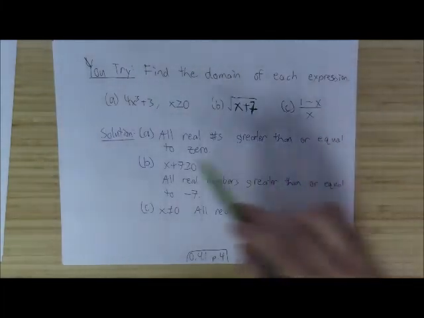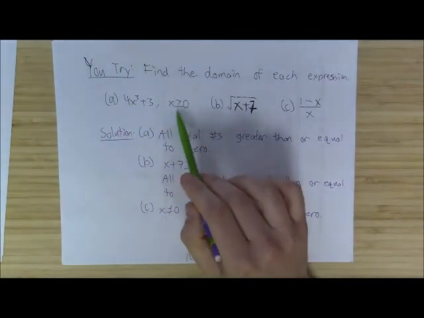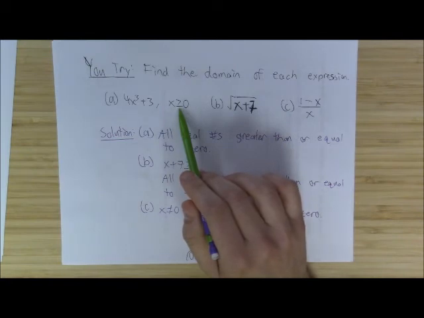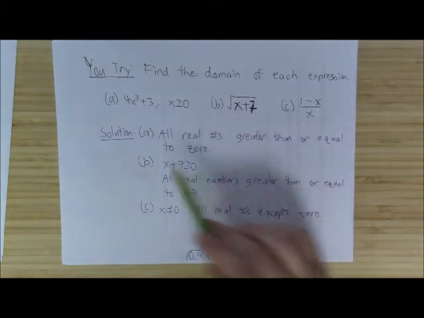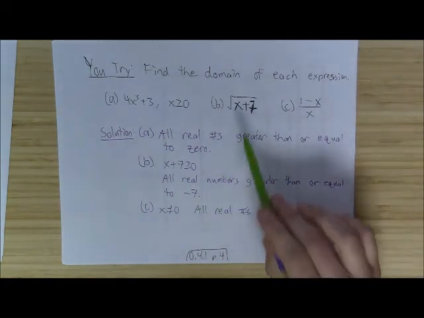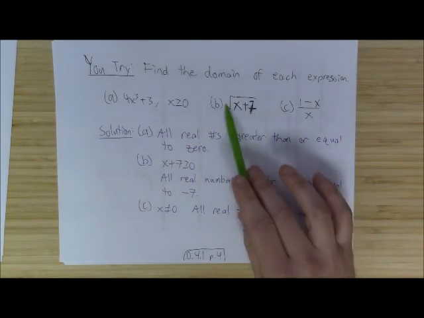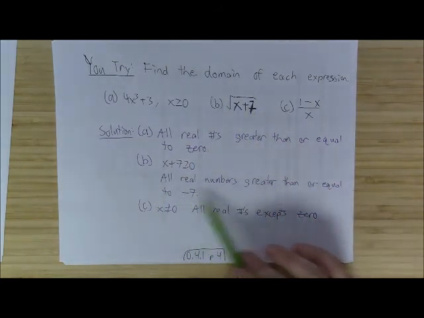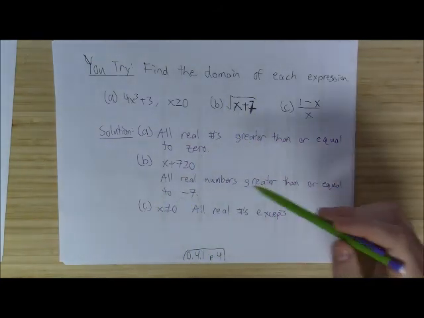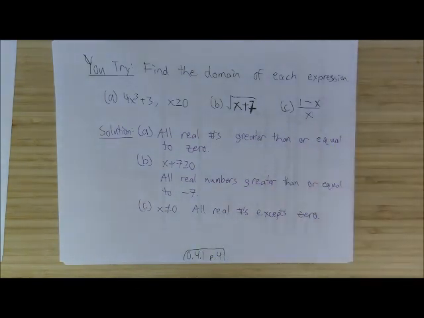For the first example, while nothing goes wrong here, we actually have a domain prescribed for us, so we have to use that. Namely, we have all real numbers greater than or equal to 0. On this problem, again, we have x plus 7 must be greater than or equal to 0 because of the even root. And so we get all real numbers greater than or equal to negative 7. And then finally, x cannot be 0, so it's all real numbers except 0.